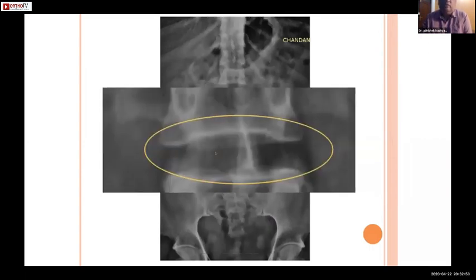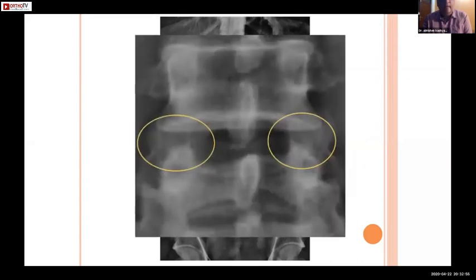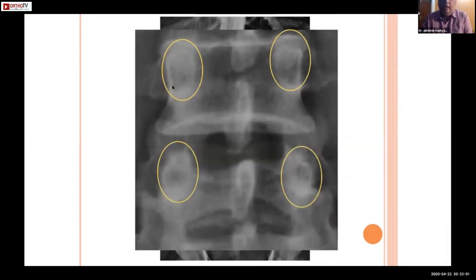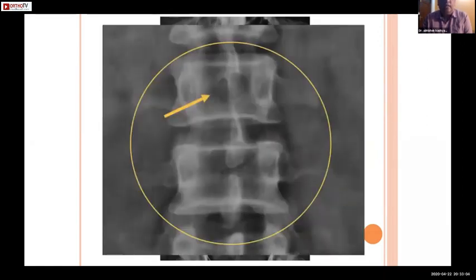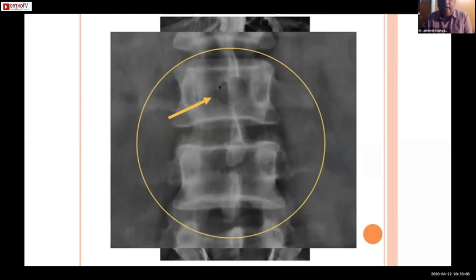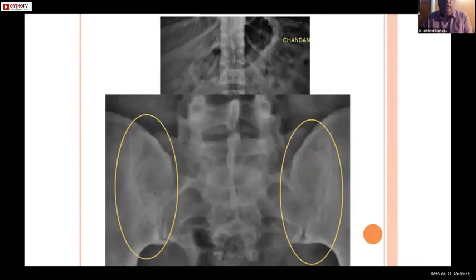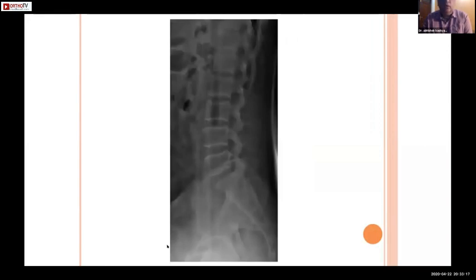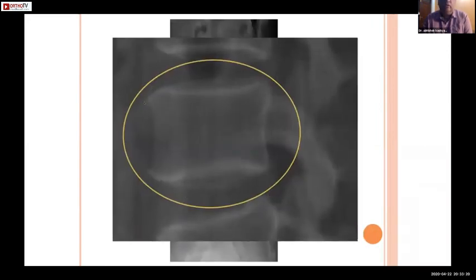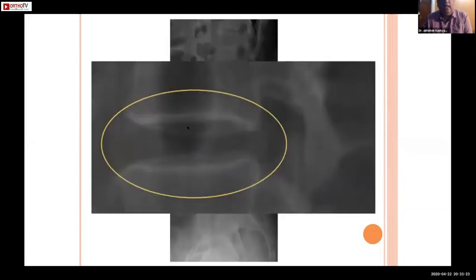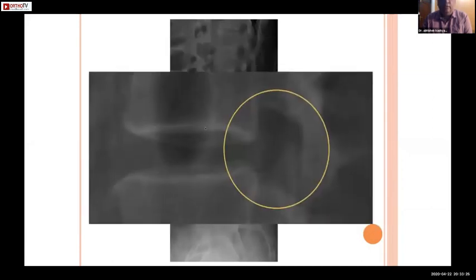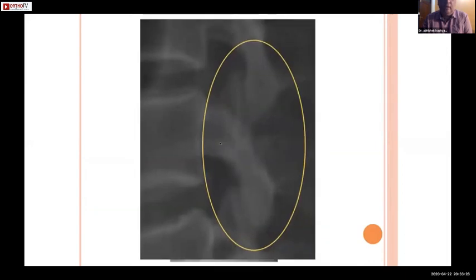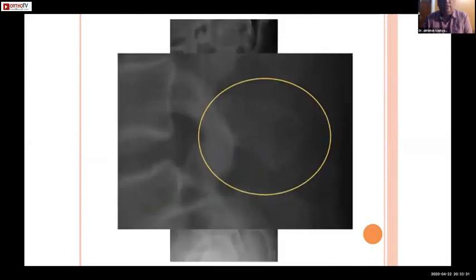Do not comment upon the disc on the AP view. You can have a look at the facets. You should have a look at the pedicles, the transverse process, and the interlaminar window, which might be decreased in the case of a spinal stenosis. Then you can have a look at the sacroiliac joints and both the hip joints. Similarly, a lateral view gives you the vertebral height, the disc height, information about the neuroforamen, again the pars, and the spinous process.